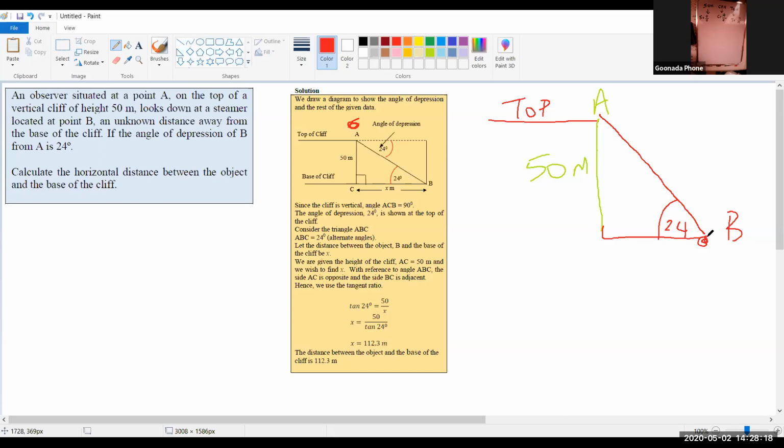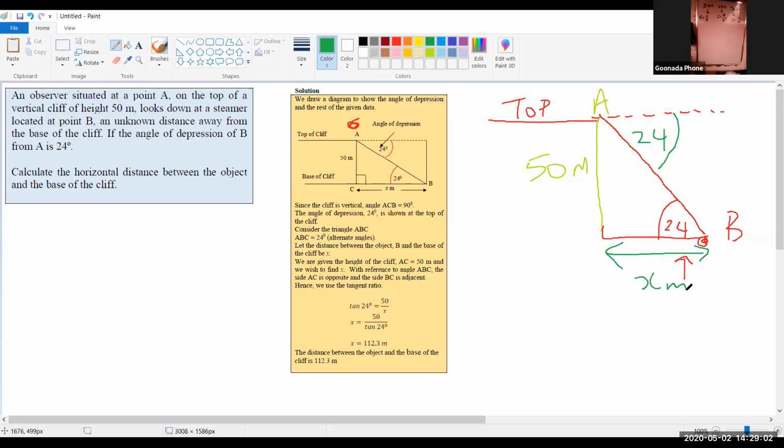Calculate the horizontal distance between the object and the base of the cliff. So if this is 24 here, if we were to draw this here, as you can see, we have a Z angle being formed, right? Let me just trace the line so you will see it. Right, you all see that Z angle being formed there? So that means that here is also 24 degrees. And the distance from here to here is unknown, we don't know it, so we'll call that X meters. Are you all following?